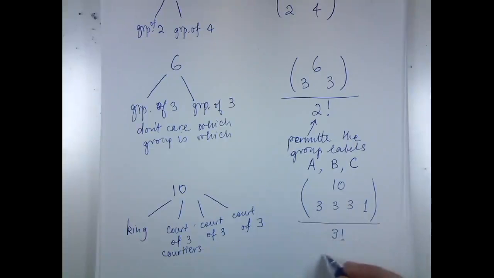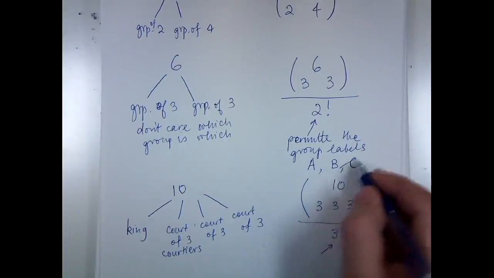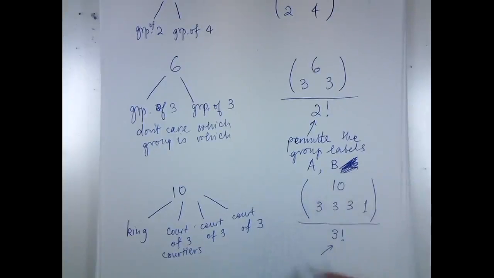Yep, once again, and of course that was permute group labels, A, B, C. That was actually A, B. So permute court labels. Okay.